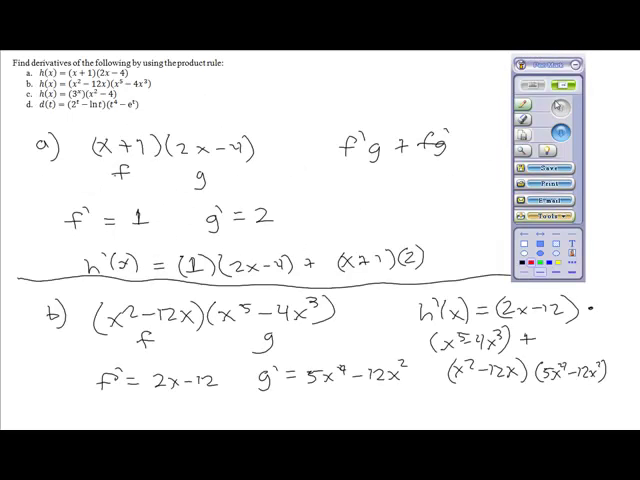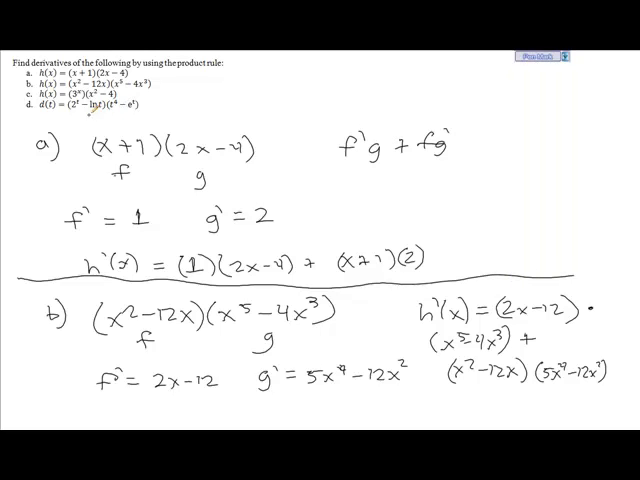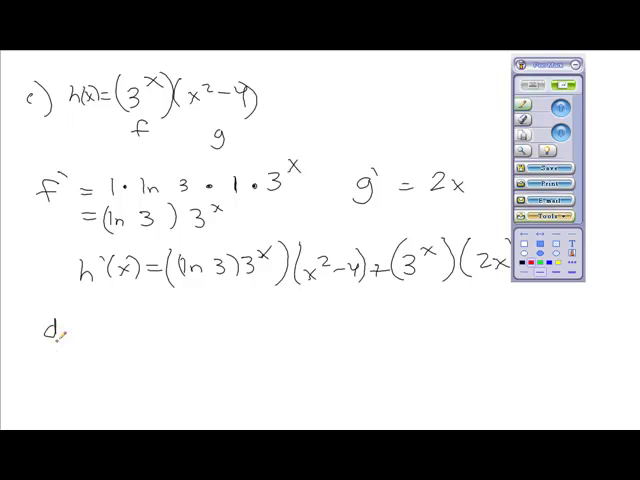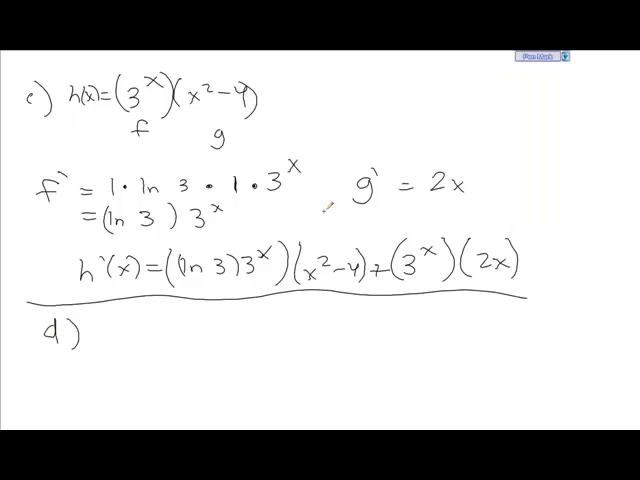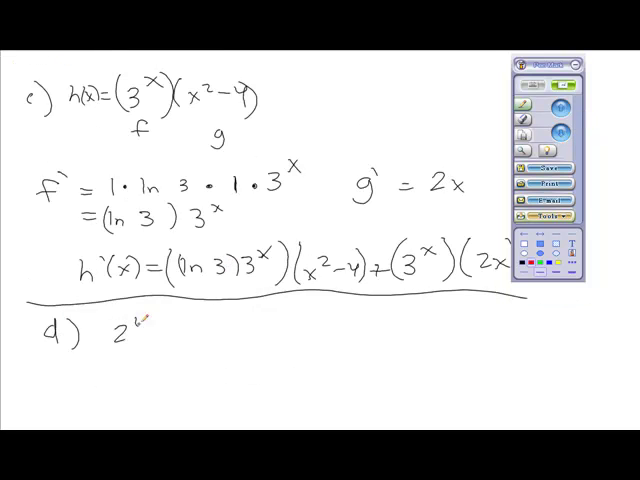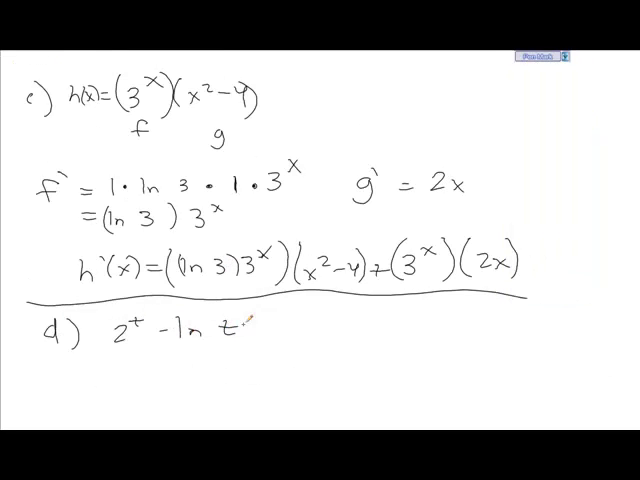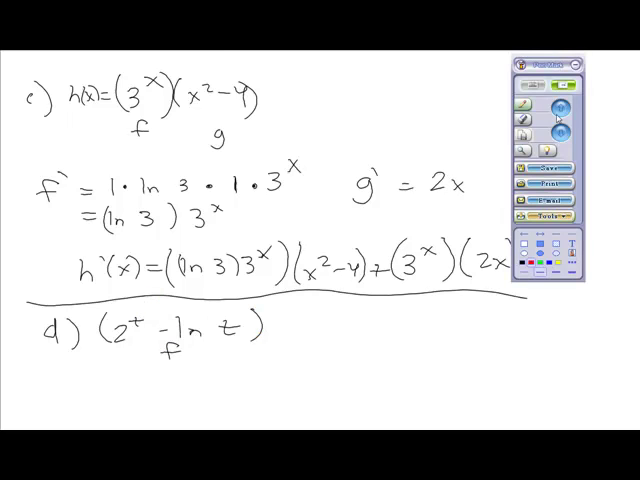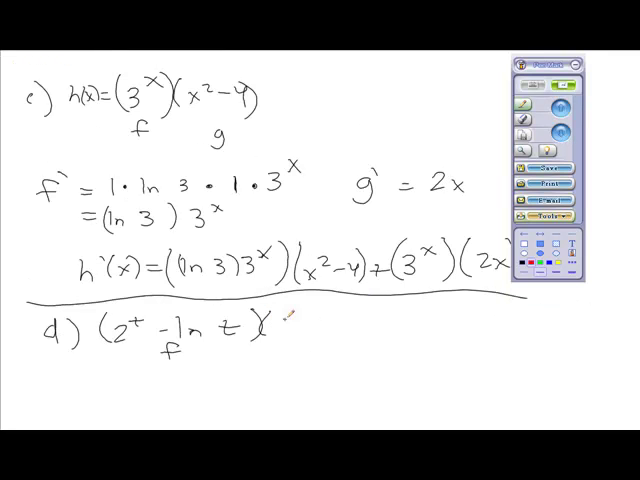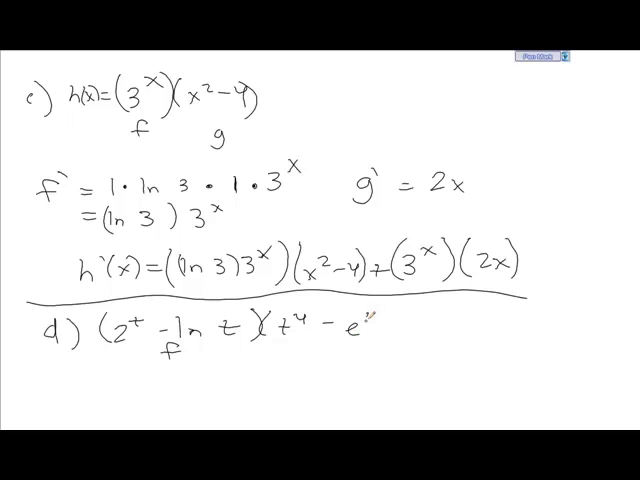Part D, which looks a little bit more complicated, just requires a couple extra derivative rules. So I will call 2 to the t minus ln t, so 2 to the t minus ln t, we'll call that whole thing f. And then we'll come over here and we'll call t to the 4th minus e to the t, we'll call that g. So that whole thing is g.